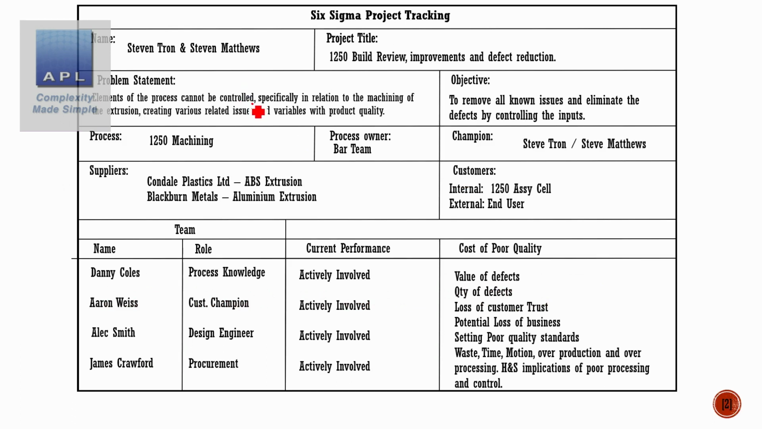So what's it saying? The process cannot be controlled in relation to machining of some plastic extrusion. And you'll see this is a very simple process. They are just taking a simple plastic extrusion and doing 2 simple machining activities at the end of it. They're not going well and they're creating problems. And it says here, look, it's creating variability with the product quality.